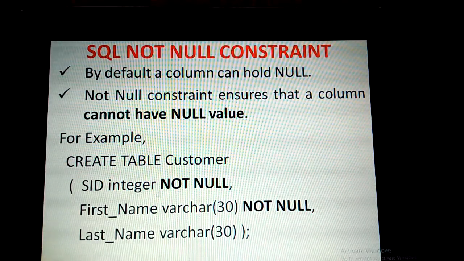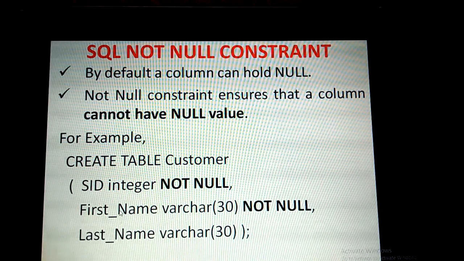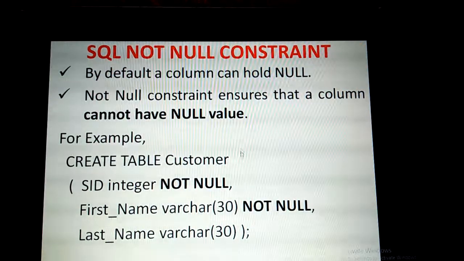So here two fields, SID and first name, we are going to assign as not null. That means compulsorily we need to pass some value for the SID and first name. If you omit the values for these two columns when you are inserting values, an error will automatically occur. We will see the output of this not null constraint when we insert values, in the next slide. So last underscore name is another column, varchar of 30, so it will occupy 30 characters maximum.